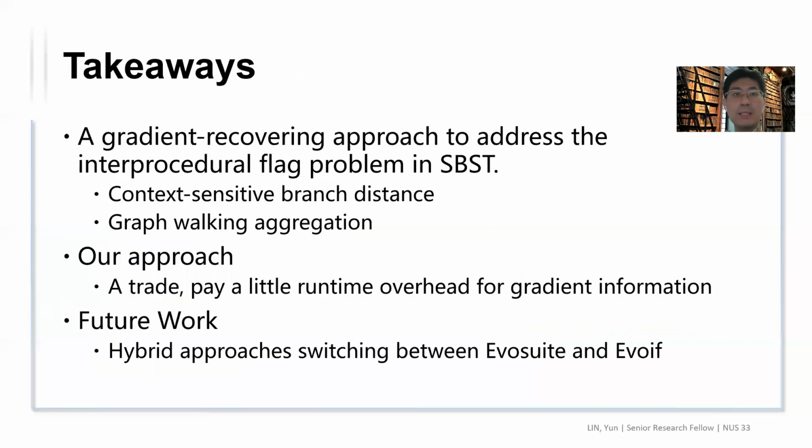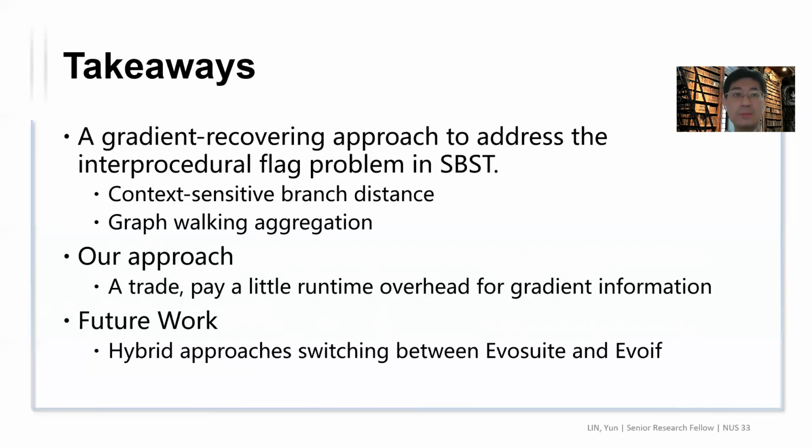Here are the takeaways of this talk. In this work, we introduce a gradient recovery approach to address interprocedural flag problems in SBST. We developed 2 techniques to this end. We have context-sensitive branch distance to address call and iteration context problems, and we have a graph-walking algorithm to address the multiple path problems and the cascading interprocedural flag problem. Based on experiments, we show the effectiveness of our approach.